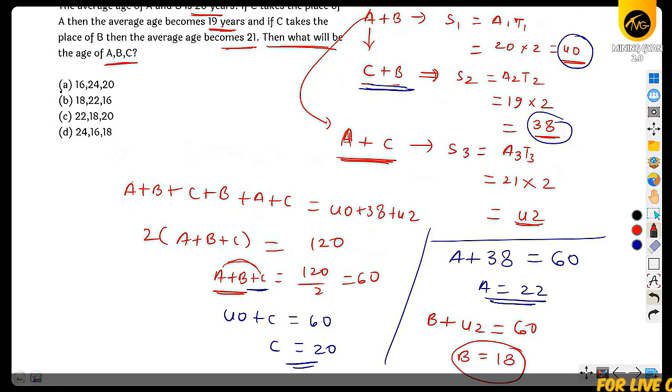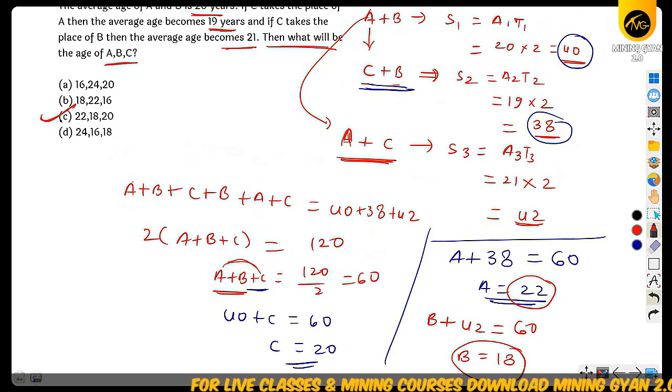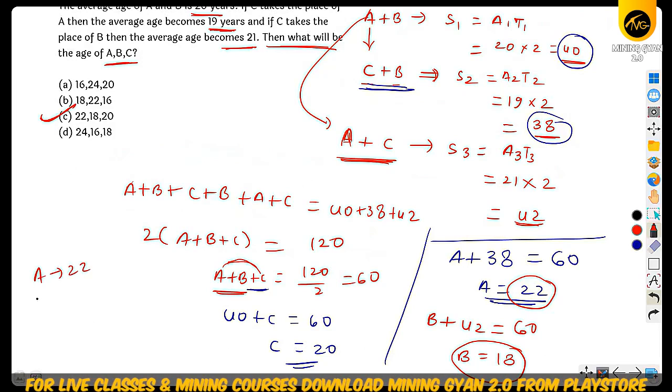Now we can say that A is 22, B is 18, and C is 20. So option C is the correct answer. A is 22, B is 18, and C will be 20.